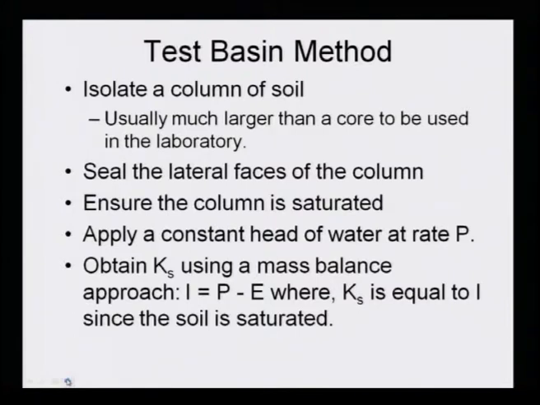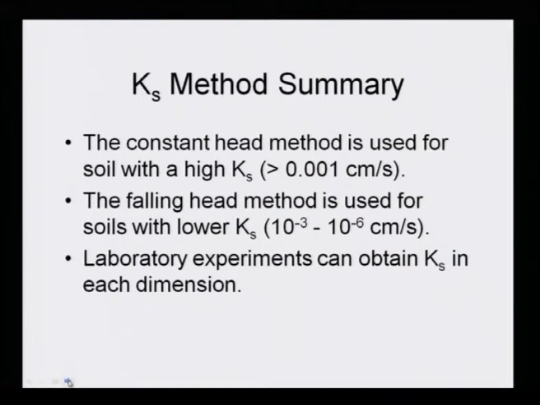Another one is called the test basin method. That means isolate a column of soil, usually much larger than a core used in the laboratory. Seal the lateral faces of the column, ensure the column is saturated, and apply a constant head of water at rate P. Obtain Ks using a mass balance approach. That means I is equal to P minus E, where Ks is equal to I since the soil is saturated. This is called the test basin method.